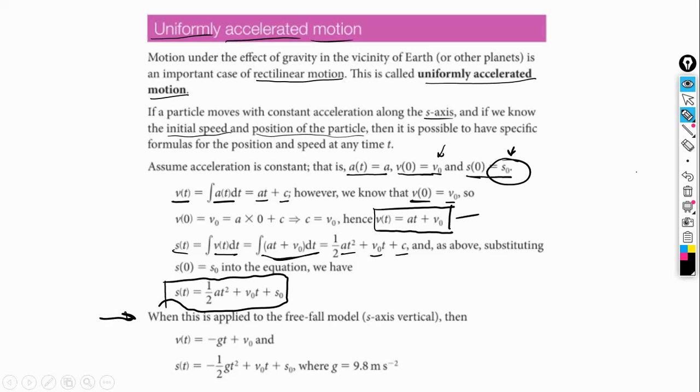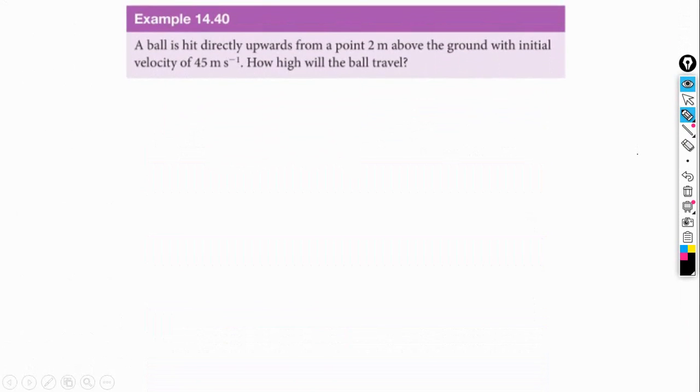Then there's the case when this is applied to free fall, where we know that the acceleration is the force of gravity, which is 9.8 meters per second squared. And we can see that it's a simple substitution for a, substituting it for g, which again is the acceleration due to the effect of Earth's gravity. Okay, so here we are in example 14.40, which will be the last one on this video. And it says, a ball is hit directly upwards from a point 2 meters above the ground with initial velocity of 45 meters per second. How high will the ball travel?